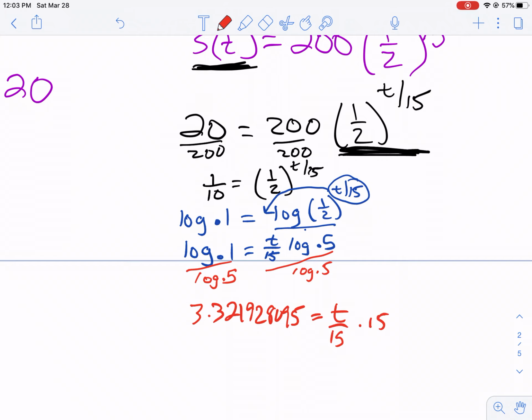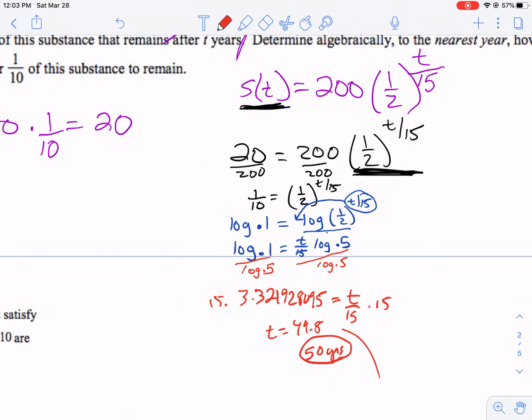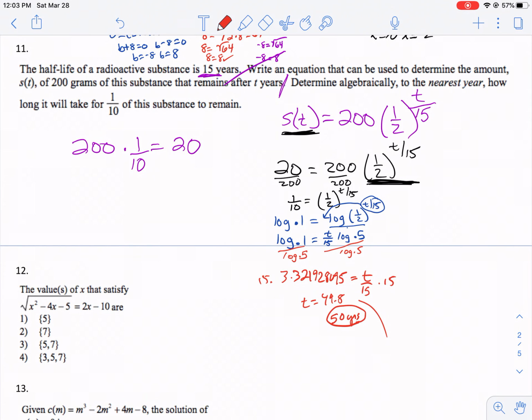And now if I multiply both sides by 15, I will have my answer. I've got 49.8. They said nearest year, so that would be 50 years. And that was probably a 4-pointer on the Regents exam.